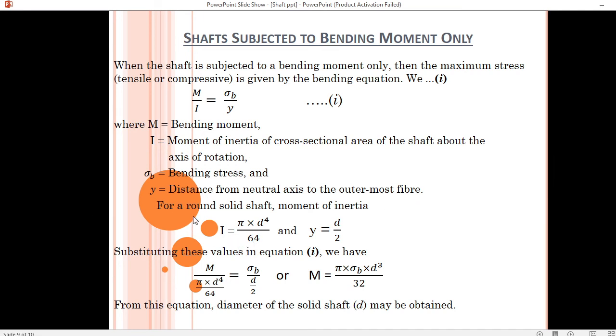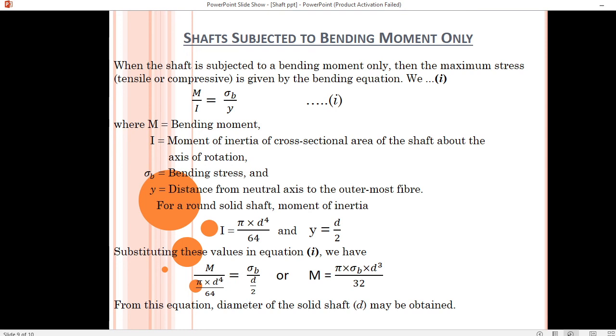Similarly for a solid shaft, I is equal to pi into d to the power 4 divided by 64, and Y is equal to d by 2. This you have seen in your previous semester. Substituting the values of I and Y in equation 1, we get M divided by pi d to the power 4 by 64 is equal to sigma b divided by d by 2. So M is equal to pi into sigma b into d cube divided by 32. From this we can find the value of d. This is for the solid shaft.